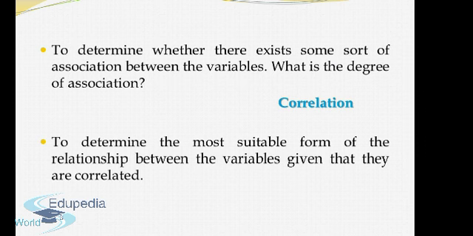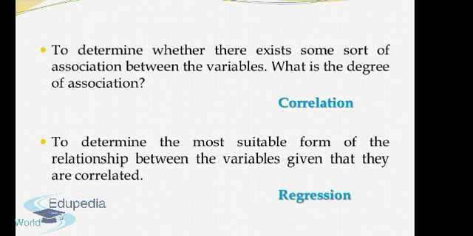In addition to this, for a bivariate or for a multivariate distribution, we may also be interested to determine the most suitable form of the relationship between the variables once we know that they are correlated. And this we shall take under regression after we complete correlation.